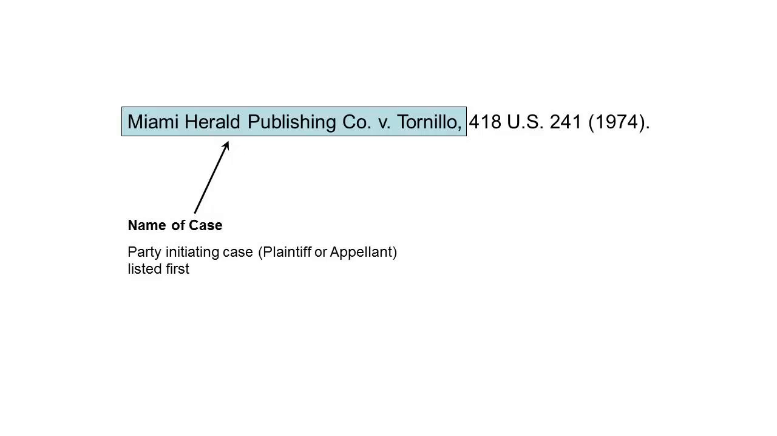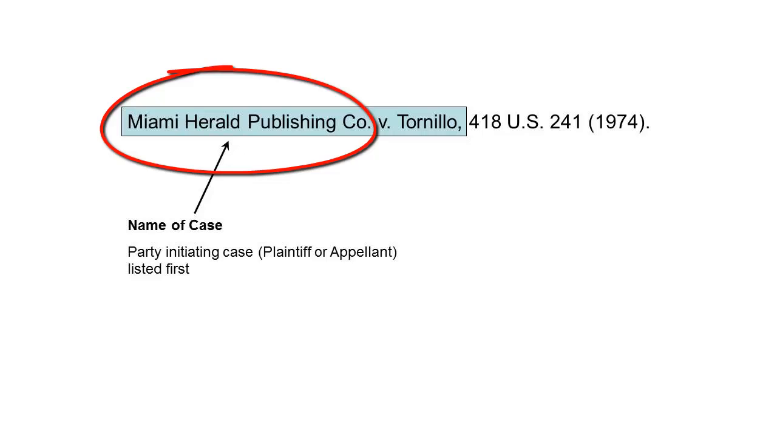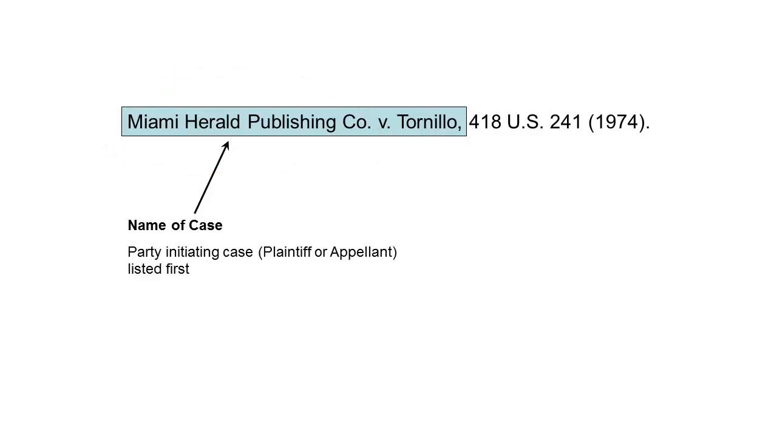Okay, the first part of the citation is the name of the case. In this particular case, Miami Herald Publishing Company versus Tornillo. So we have the name of the case and the party initiating the case, and remember, the plaintiff or the appellant is going to be listed first. So the party that essentially requested this case is going to be listed first. So again, in a trial court, that is going to be the plaintiff, and in an appeals court, that's going to be the appellant.